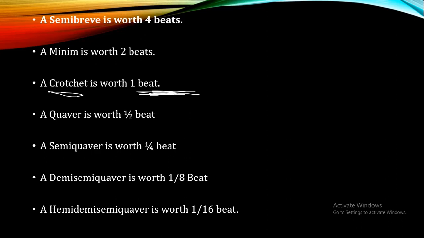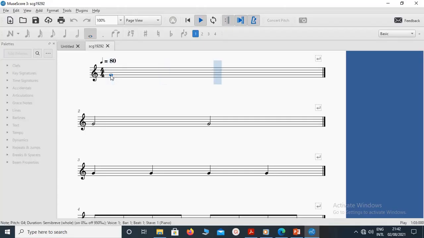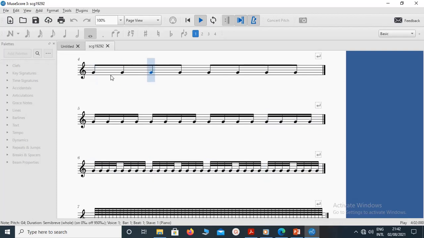You will need 8 demi-semi-quavers to give you 1 crotchet. You will need 16 hemi-demi-semi-quavers to give you that 1 crotchet. For example, this. And so forth and so forth. And that is how the speed goes about.